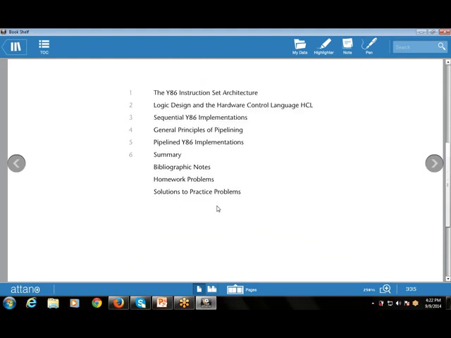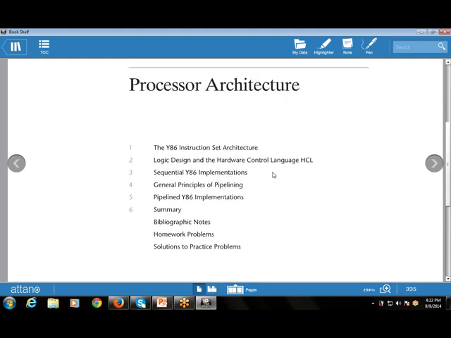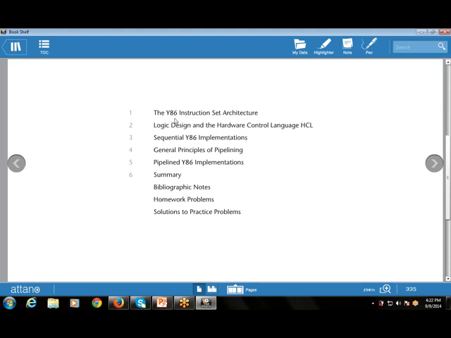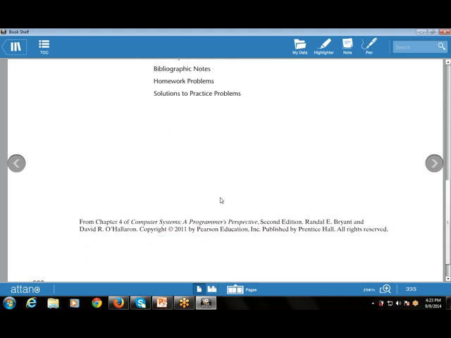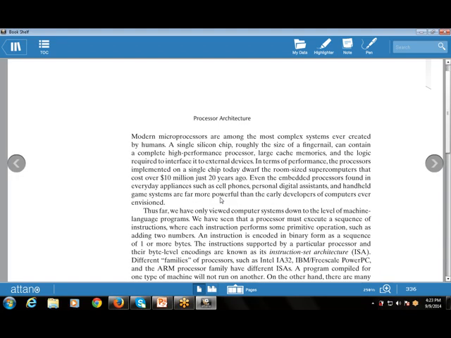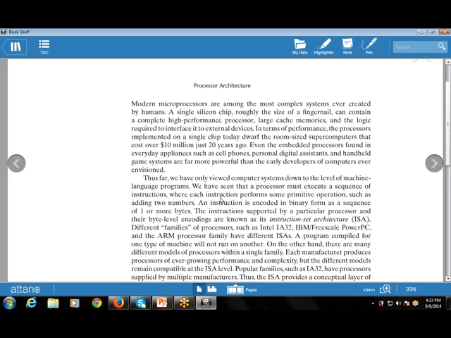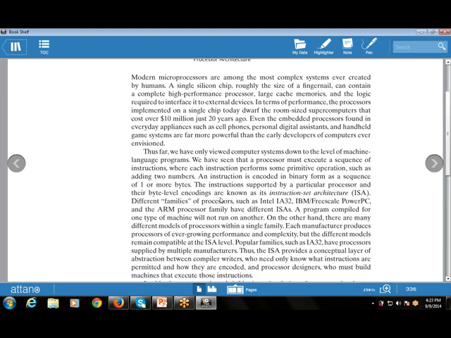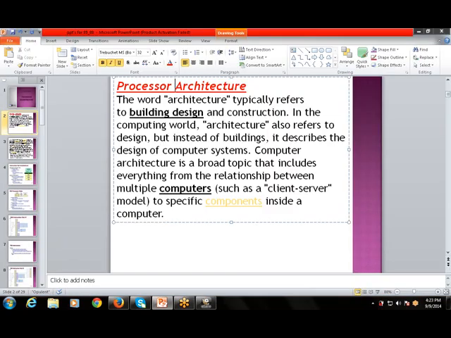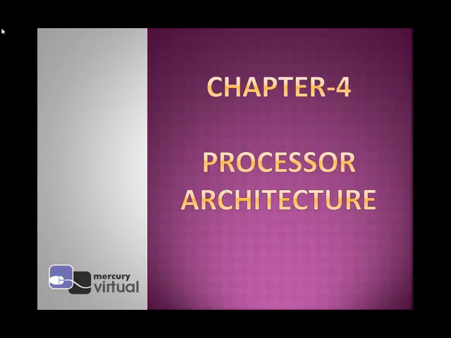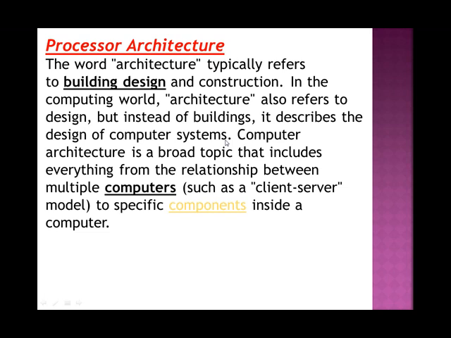So let's start with the introduction, that is, what is processor architecture. Then I will cover the topic Y86 instruction set architecture. This is chapter number 4, that is processor architecture.